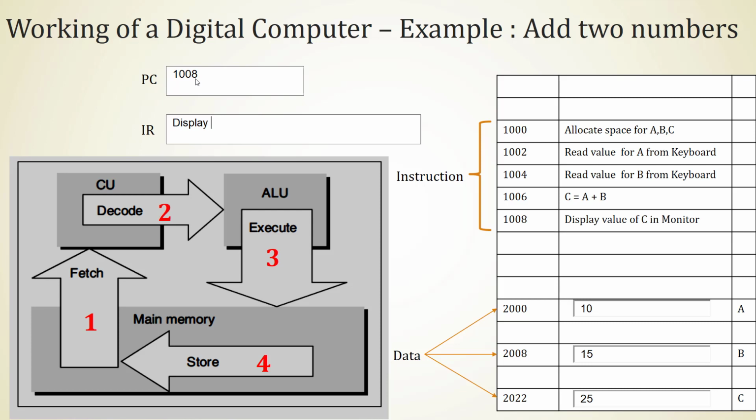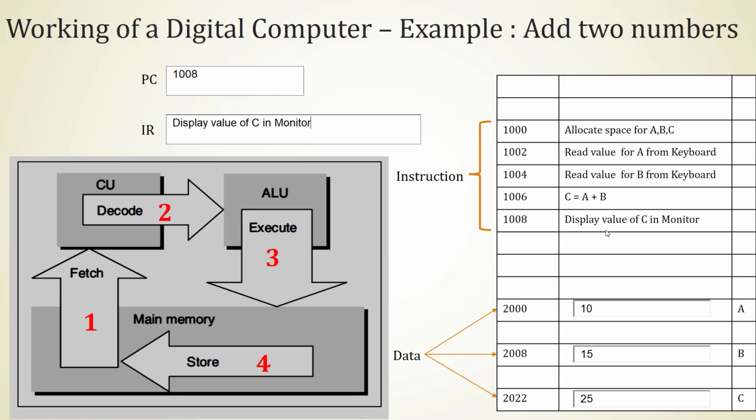Display value of C in monitor. So it will be executed. The operand here is C. So that C value will be displayed in the output device. C value means this 25 will be displayed in the output device. So we reach the end of the program, or the end of the sequence of instructions. The execution of that program is completed.